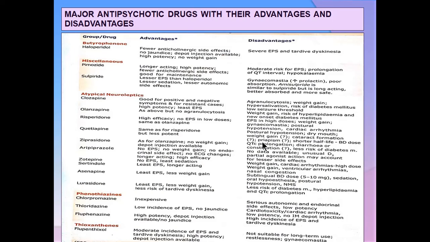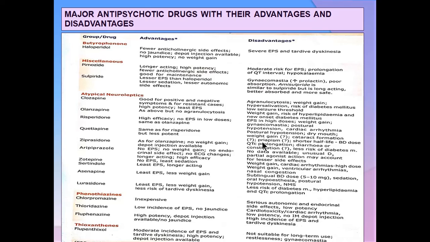Look at this table showing major antipsychotic drugs with their advantages and disadvantages. Butyrophenone group, haloperidol: advantages are fewer anticholinergic side effects, no jaundice, depot injection available, high potency, no weight gain. Disadvantage: severe extrapyramidal syndrome and tardive dyskinesia.